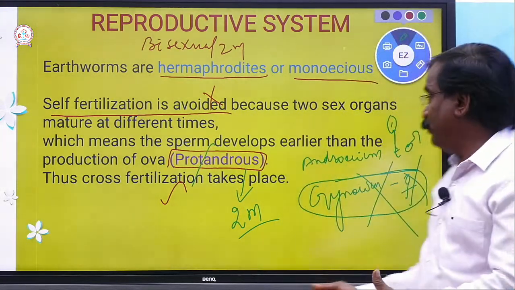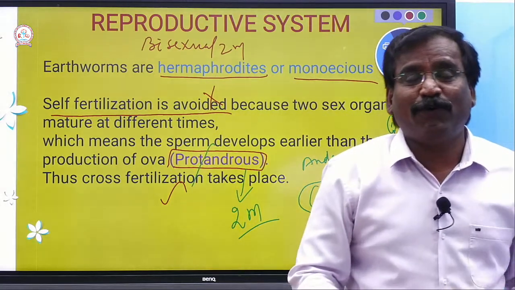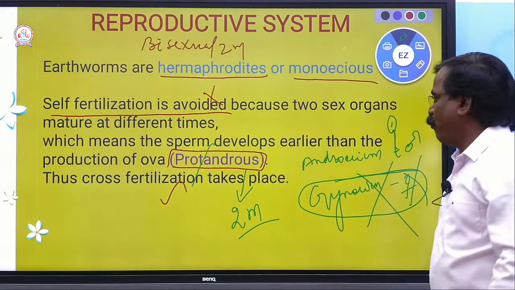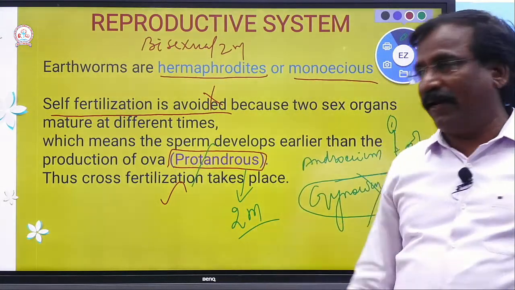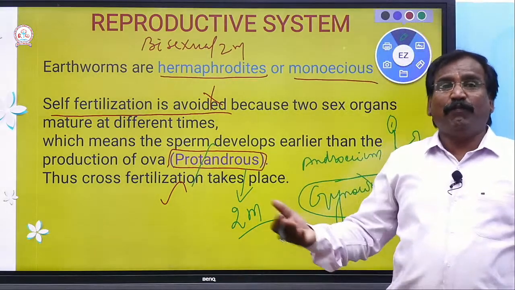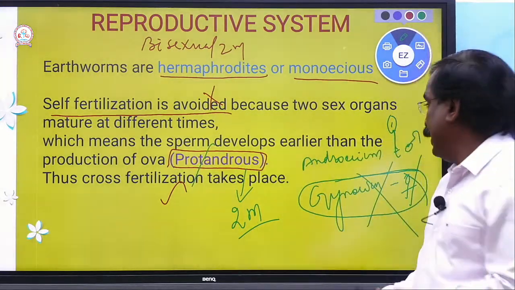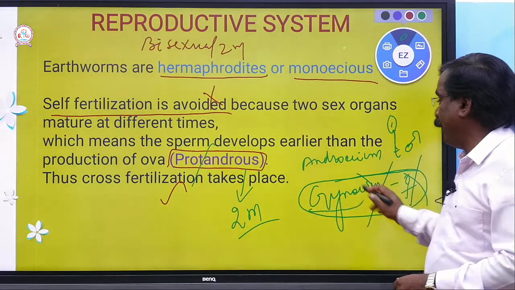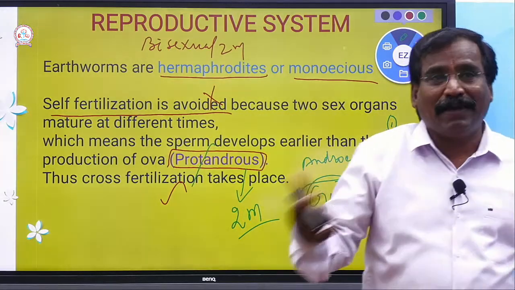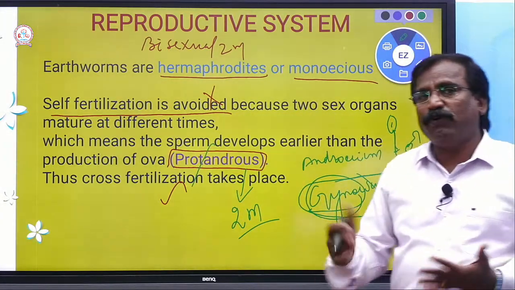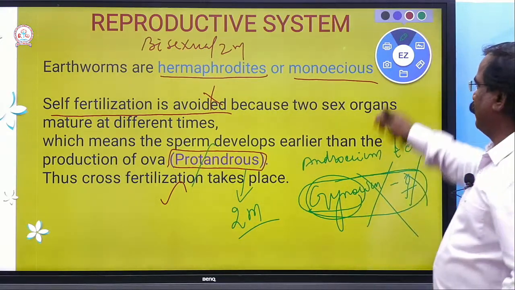It can be the opposite. Sometimes the gynecium may develop earlier. That condition is called protogyny. Protandrous is when the andricium develops earlier. When the gynecium, the female reproductive structure, develops earlier and produces the egg first, it is called protogyny. Protandrous and protogyny. Okay, very clear? Thank you, super.